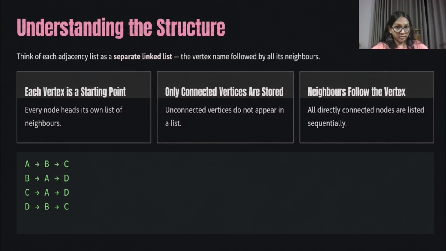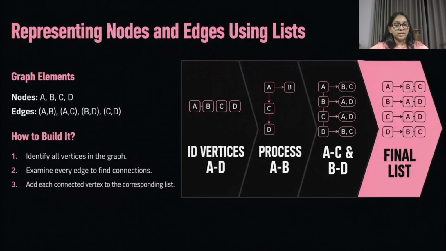Notice something important. Only connected vertices appear in the list. If there's no direct connection, that vertex does not appear. This helps reduce unnecessary storage. Imagine a graph with thousands of vertices but only a few connections. An adjacency list would store only those actual connections. As a result, memory usage remains low. Now let's learn how to build an adjacency list.